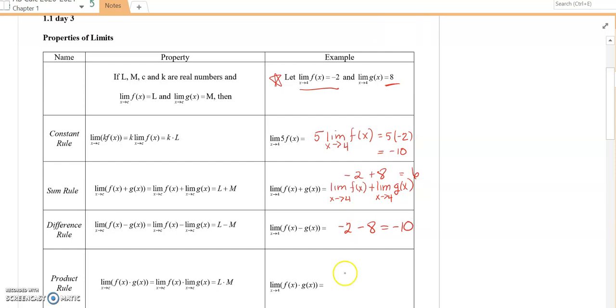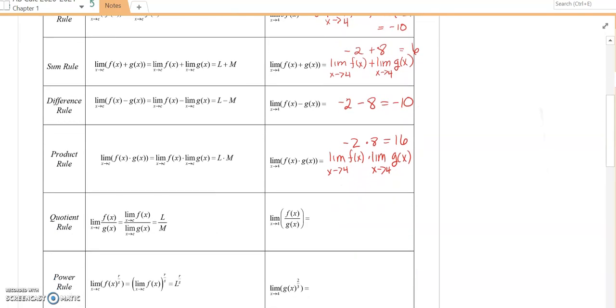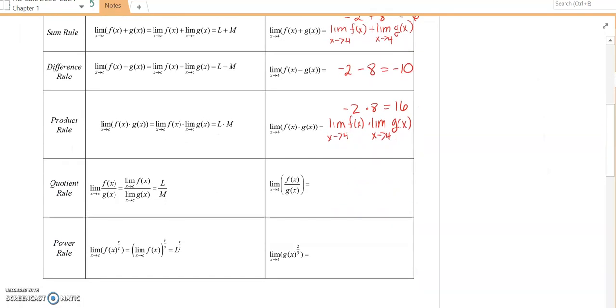The product rule, essentially, all it's saying is you can take the limit of each function separately. And I'm writing this out in a very technical way just so you understand what's happening. And so we get 16. And I'd like you to try the last two examples, one for the quotient rule, one for the power rule. Okay, there you go. You can check your work.